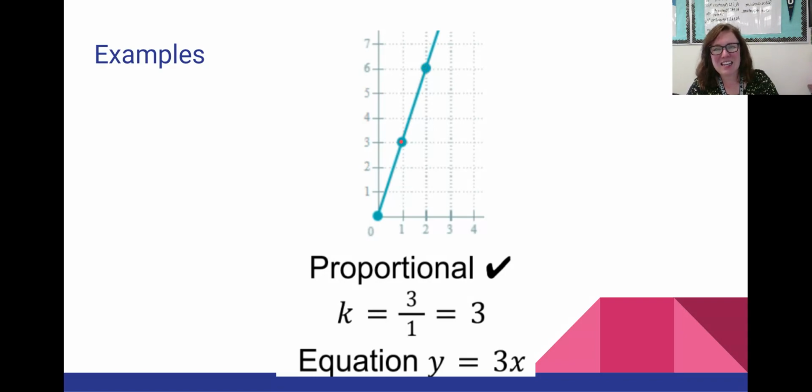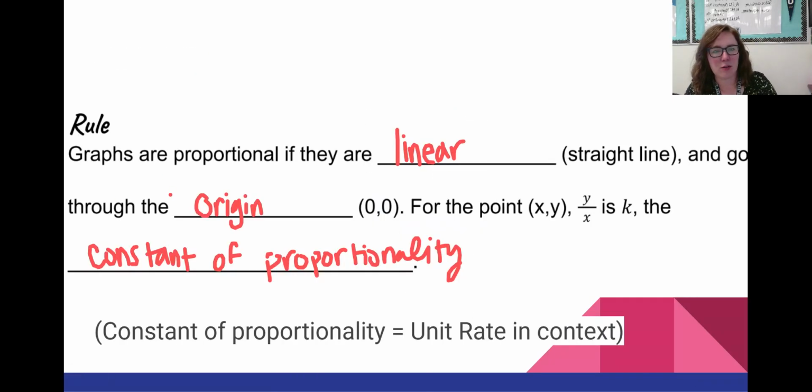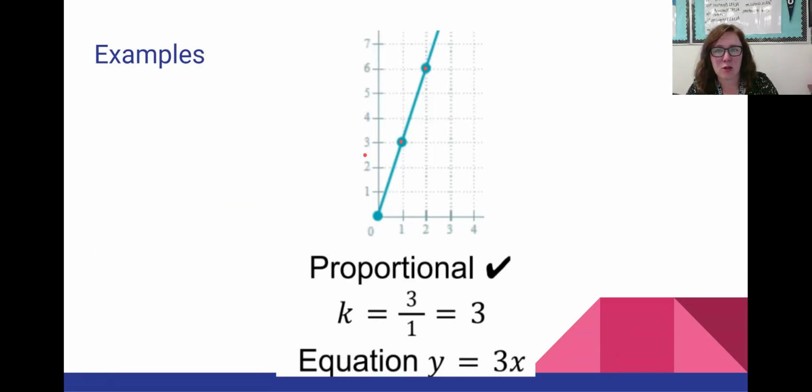So then we can choose any of these points. So here's 1, 3 or 2, 6. And remember back here it said for this point we do the y value on top, the x value on the bottom, and that is k. So for this point, the y value is on top, the x value is on the bottom, and that equals 3. Let's check the other point. The y value is on top, the x value is on the bottom, and that also equals 3, which means that yes, it's proportional because we got the same number both times. And the constant of proportionality is 3, and we could write the equation y equals 3x.